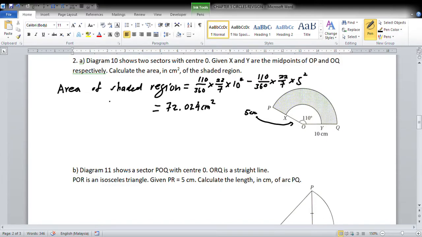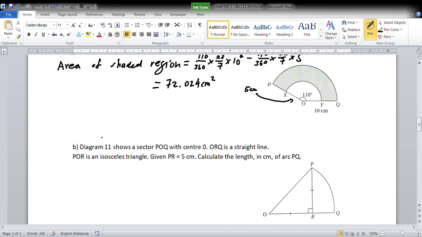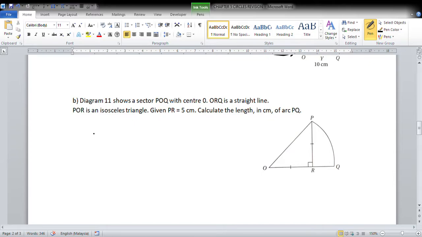So we continue with question B. Diagram 11 shows the sector POQ with center O, and ORQ is a straight line, and POR is an isosceles triangle. This one is an isosceles triangle, and given PR is 5 centimeter. It means here is also 5.